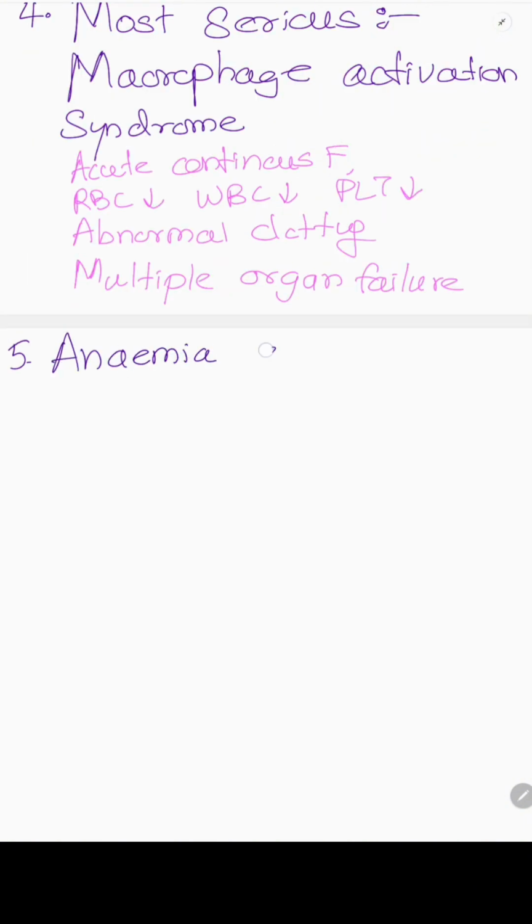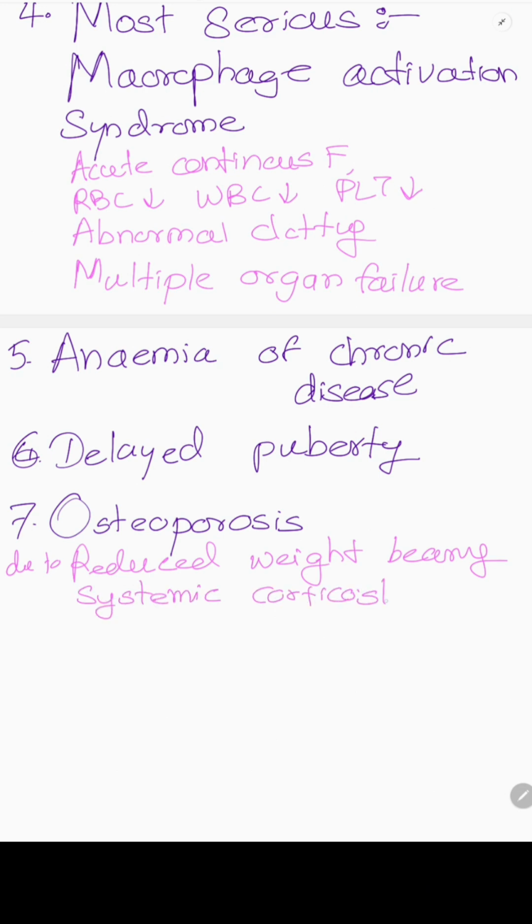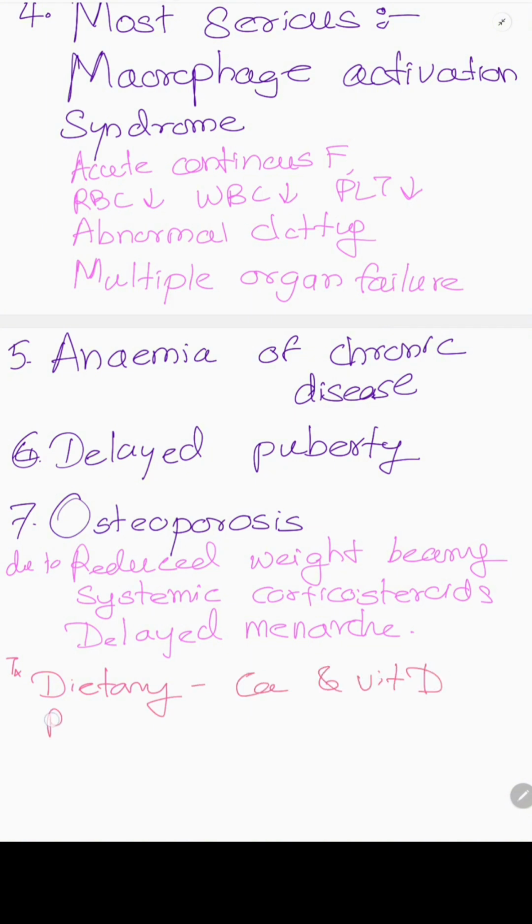There may be associated anemia of chronic disease, delayed puberty, and osteoporosis. We can reduce the osteoporosis risk by introducing dietary supplements of calcium and vitamin D, regular weight-bearing exercises, and minimizing the oral corticosteroids.